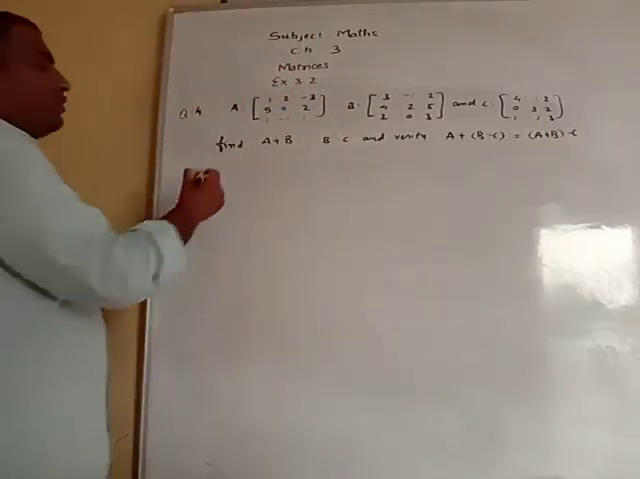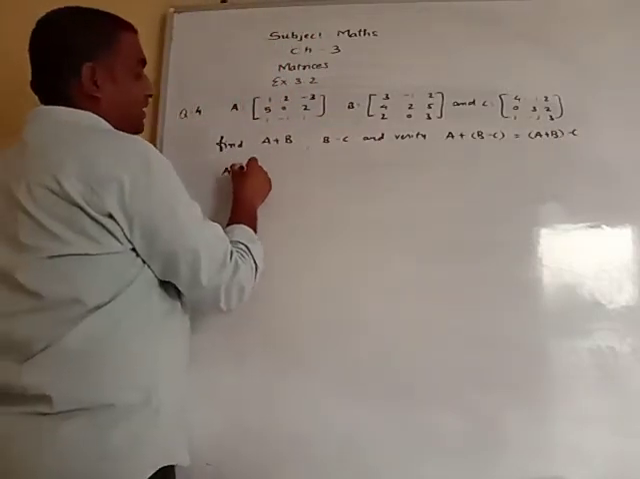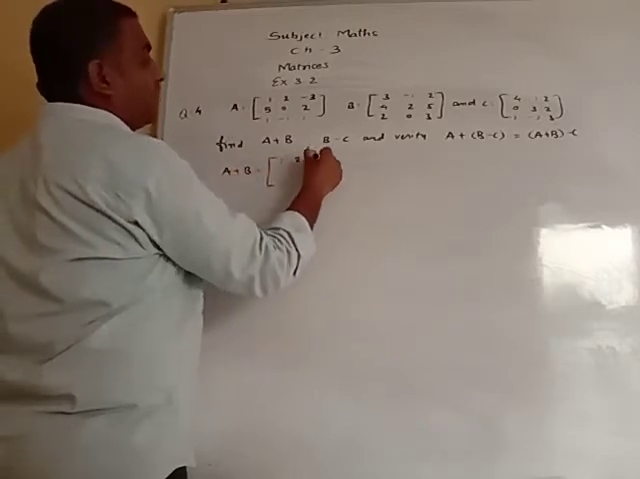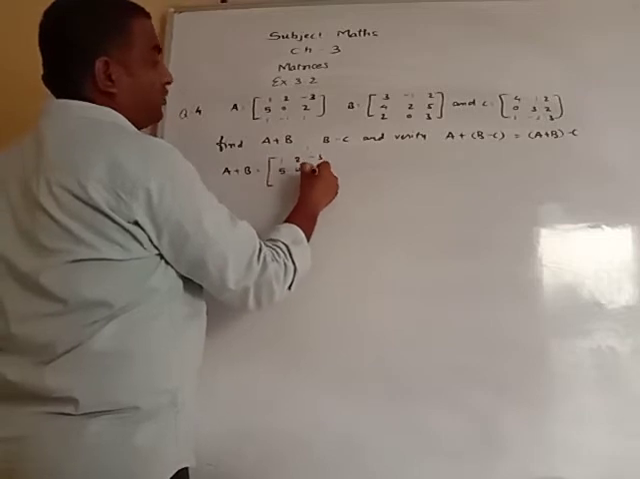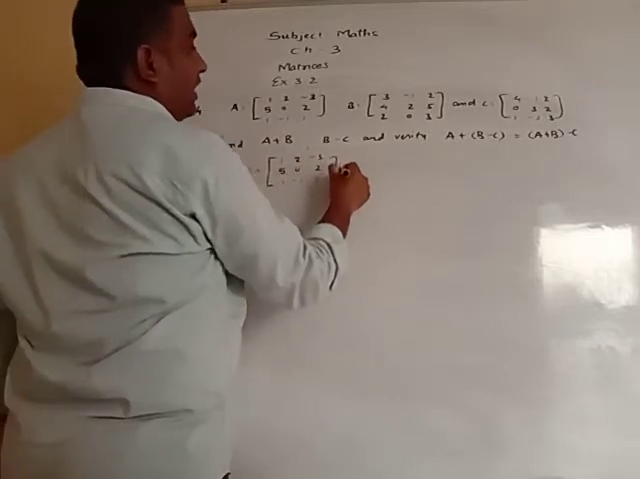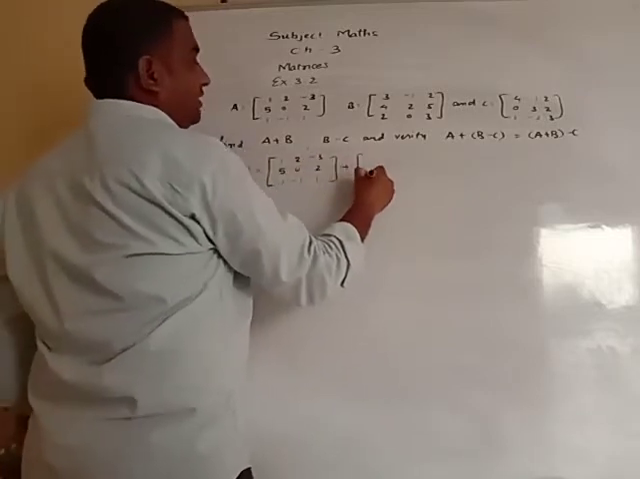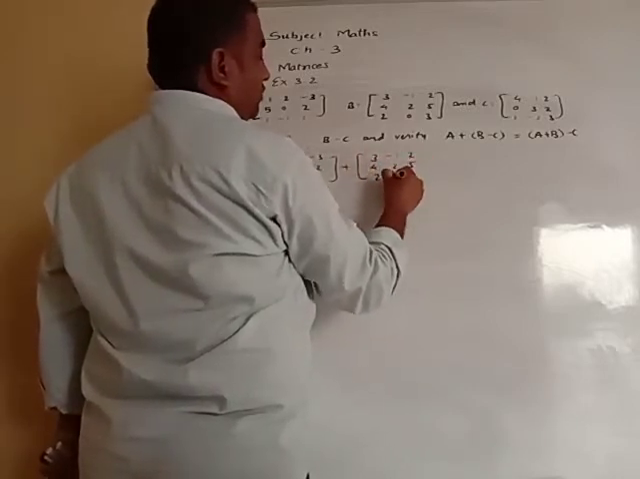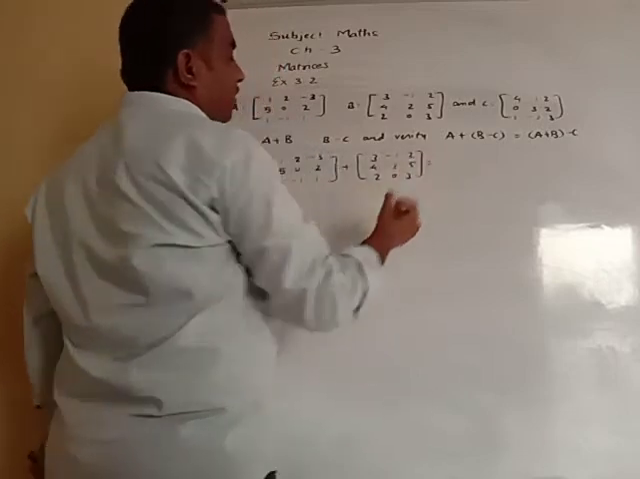So first we find A plus B. Then matrix A plus matrix B. Matrix A is given as 1 2 -3, 5 0 2, 1 -1 1, and matrix B is given as 3 -1 2, 4 2 5, and 2 0 3. Now we want their addition.